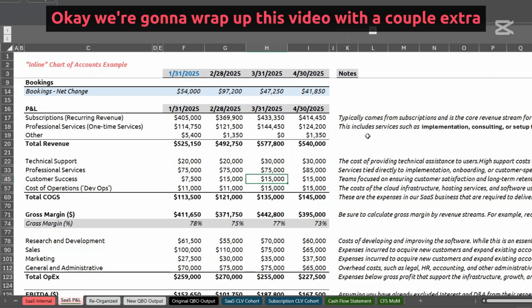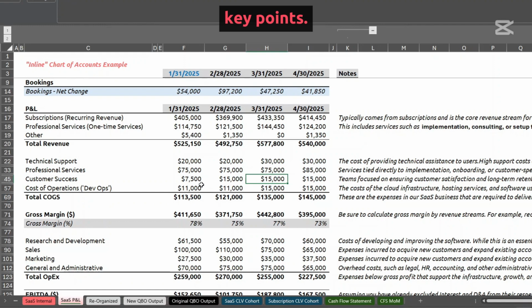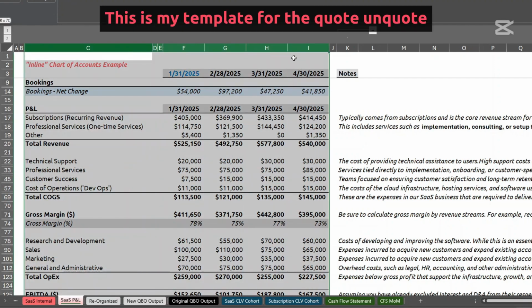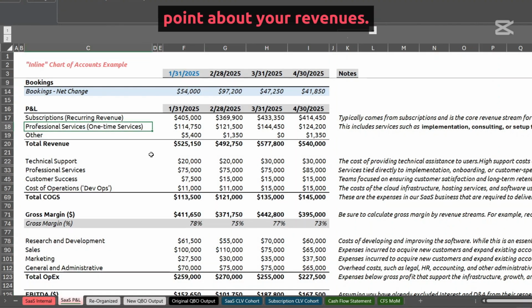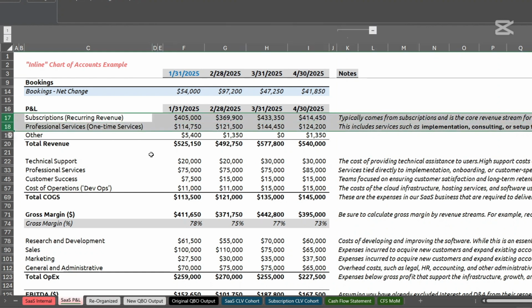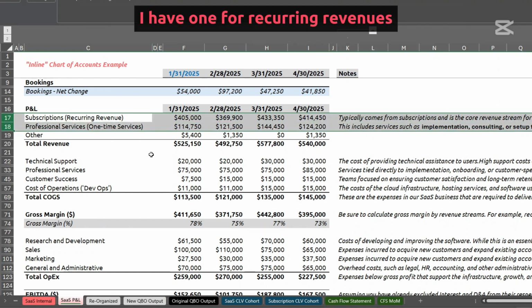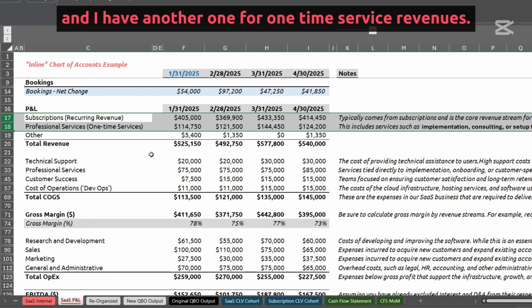Okay, we're gonna wrap up this video with a couple extra key points. This is my template for the quote unquote ideal way that you would set up your SaaS P&L. I wanna share a best practice point about your revenues. So you'll notice here that I have two revenue lines. I have one for recurring revenues and I have another one for one-time service revenues.